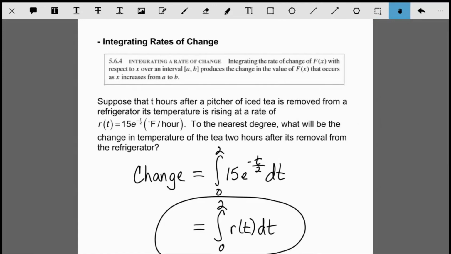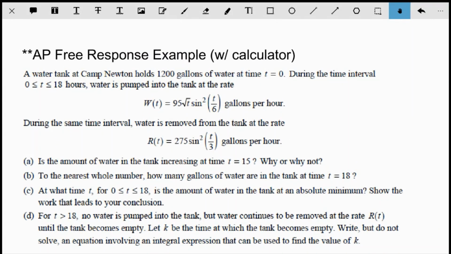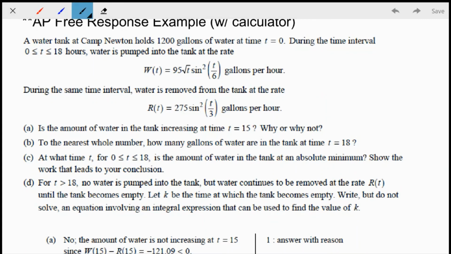In addition to that, we have this question. And in this question, you're given rate functions. And they ask you a bunch of questions about these rate functions. But if you notice in here, some of the things they ask you for, you have to understand that integrating the rate function is going to give you the net change like we just talked about, but they're also talking about an absolute minimum. Remember, we talked about that whole idea with the candidates test. They're also talking about writing a solution as an integral. So there's a lot of things that can come into play now that we've gone through the fundamental theorem of calculus.